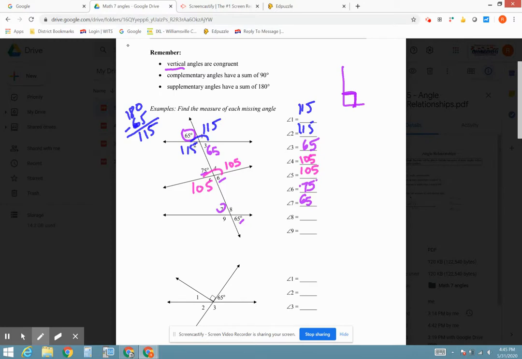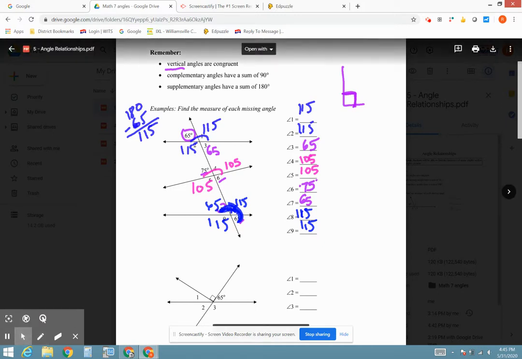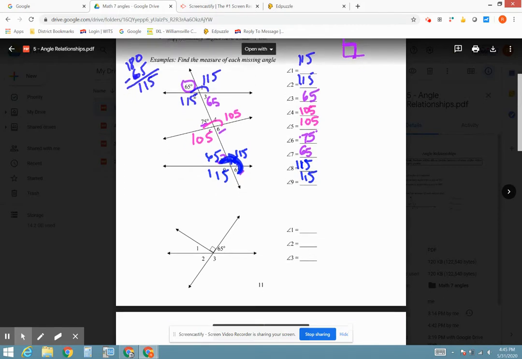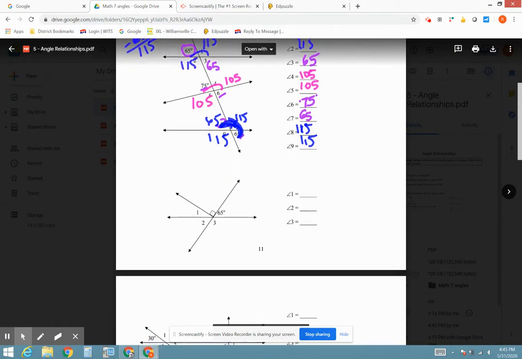And then same thing down here, if this angle is 65, I know this is 115 because they're supplementary, because this was also 65 and those are also supplementary. See how they add to 180 this way and 180 that way, which makes 9 also 115 because it's vertical to that angle. So it's actually easier than it looks. So just remember, take a deep breath and use what you know.